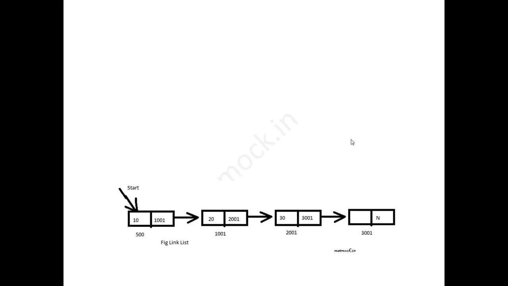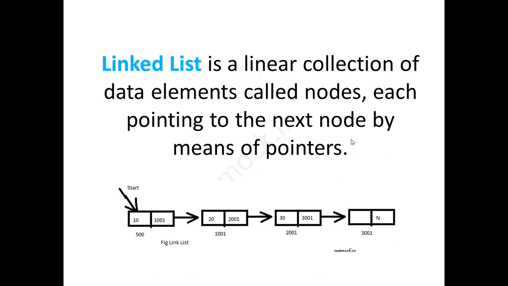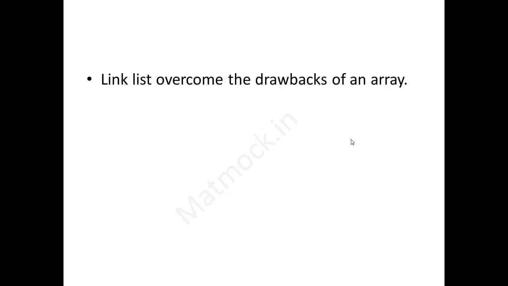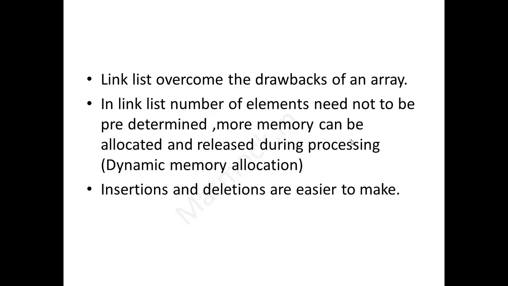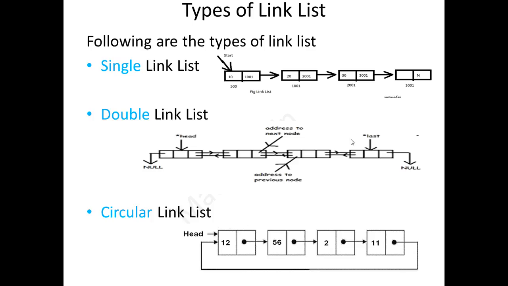The diagram you are seeing on your screen is of a single linked list. A linked list is a linear collection of data elements called nodes, each pointing to the next node by means of pointers. Linked list overcomes the drawback of an array. In a linked list, the number of elements need not be predetermined. More memory can be allocated and released during processing. Insertion and deletion are easier to make.